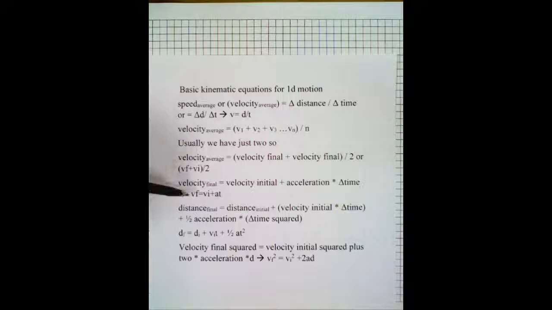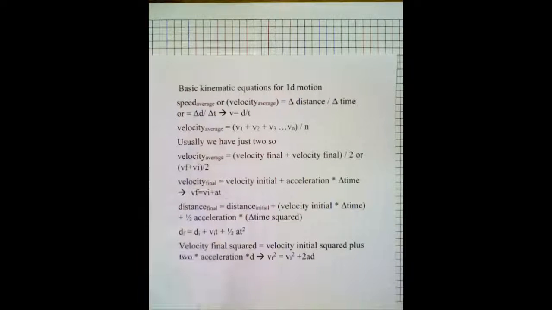Velocity final also can be represented as what you started with, plus the acceleration multiplied by the time over which you changed it. Distance can also be interpreted as the distance initial, plus how fast you were going for how long you were going, plus how much you changed your velocity, multiplied by time squared, multiplied by a half.